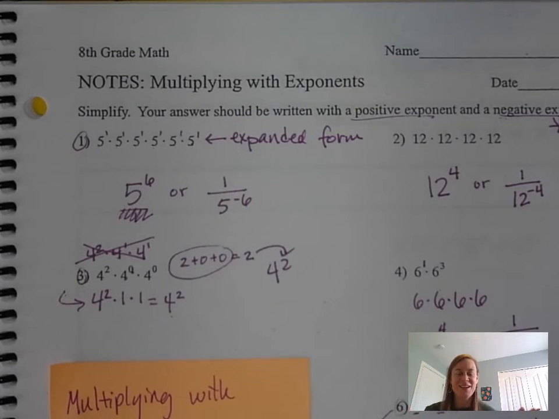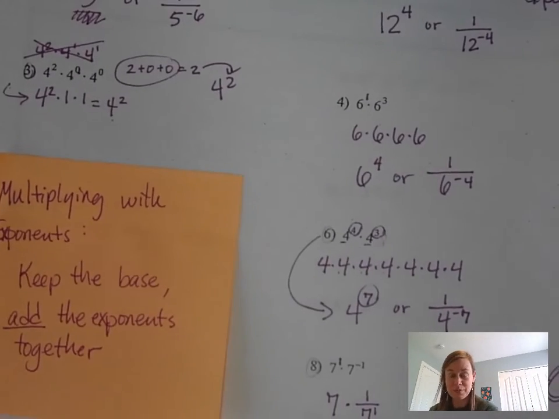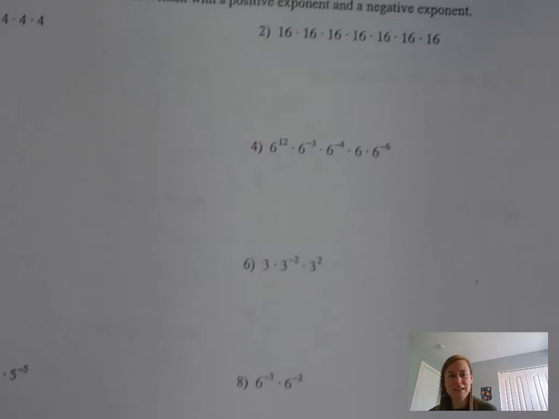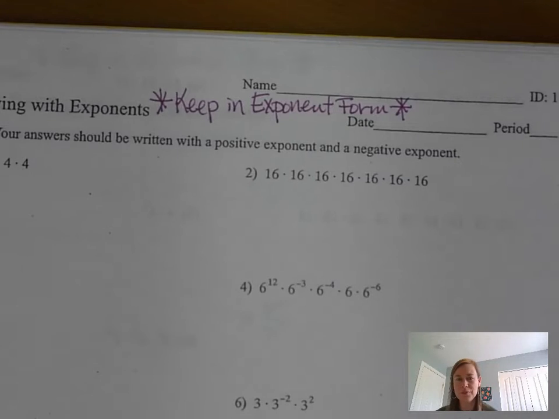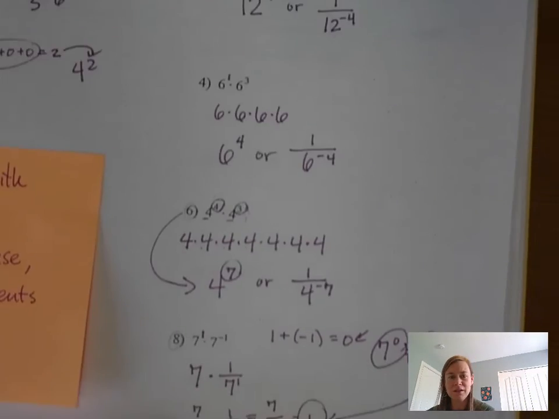Okay? Awesome. So that is your multiplying with exponents. Now, here's your assignment. You're going to do just the evens. Make sure you keep it in exponent form unless your final answer is just like some number to the 0 power. In other words, it equals 1, like we did here in number 8.